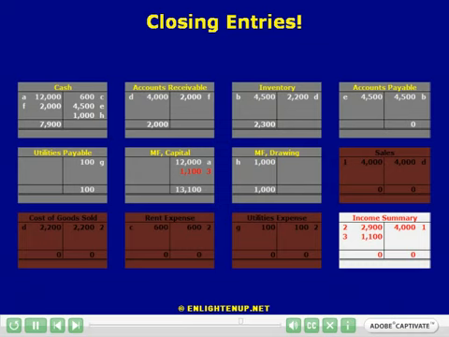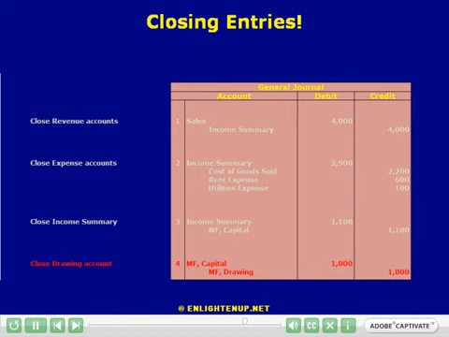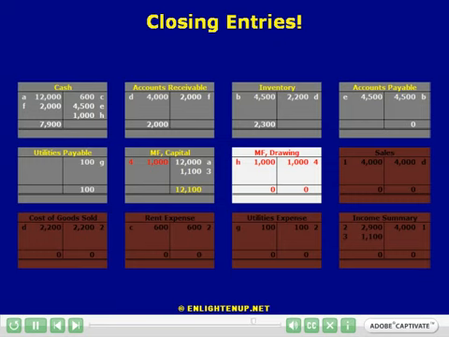You see MF drawing? That's a temporary account for withdrawals by owners during the period. That needs to be reset to 0 for the next period as well. The entry will be credit MF drawing, debit MF capital. This is a reduction in equity because the owner is disinvesting from the business. That's why this closing entry always debits the capital account. And there we have it. MF drawing is now reset to 0. It's ready for its next trip.